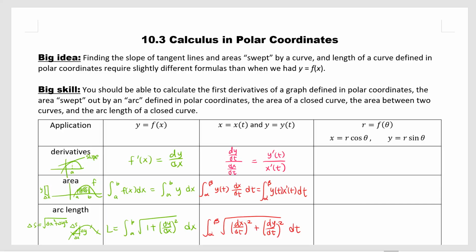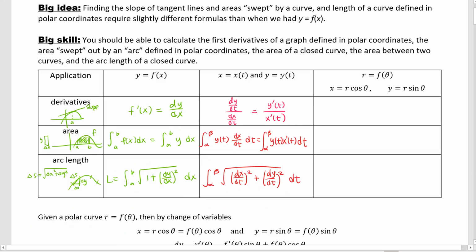Big skills. You should be able to calculate the first derivative of a graph defined in polar coordinates, the area swept by an arc defined in polar coordinates, the area of a closed curve, the area between two curves, and the arc length of a closed curve. So let's review. Remember, we have three important applications: the derivative, area, and arc length.